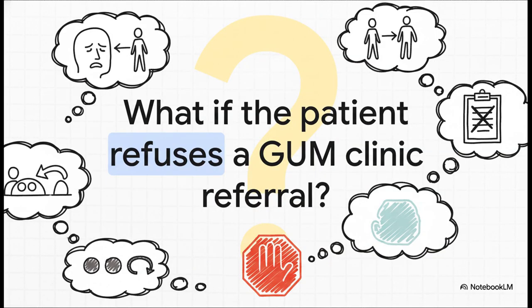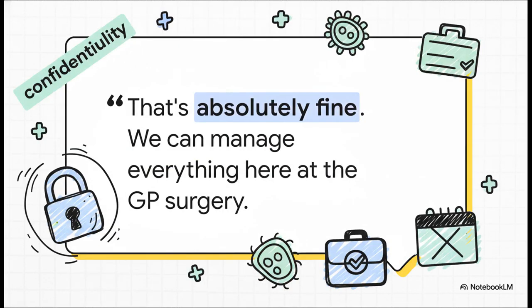So here's a curveball you might get thrown. What if the patient says no to the GUM clinic referral? They might be worried about privacy. Maybe they know someone who works there. What do you do then? Your response has to be instant and super reassuring. Something like, that's absolutely fine. First, you show you understand their concern. Then you remind them everything is confidential. And the key move, offer to handle everything right there in the GP practice. Being flexible like this is how you build trust.